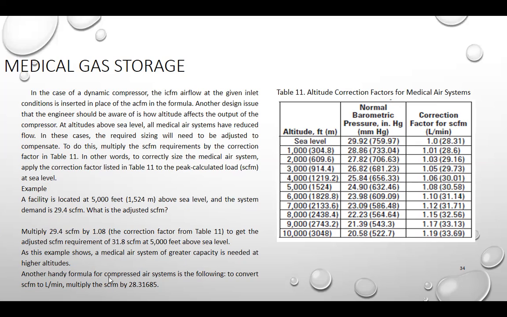So another handy formula for compressed air systems is the following. To convert SCFM to liters per minute, multiply the SCFM by 28.3165.